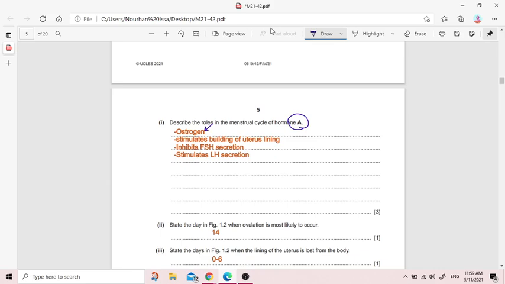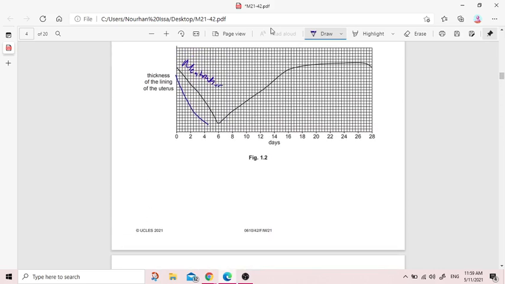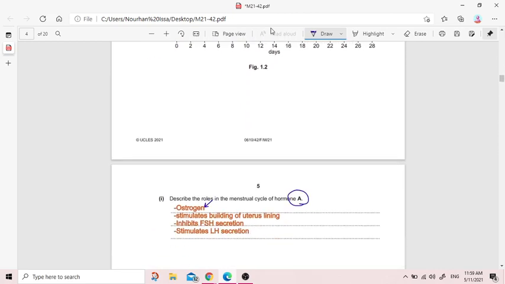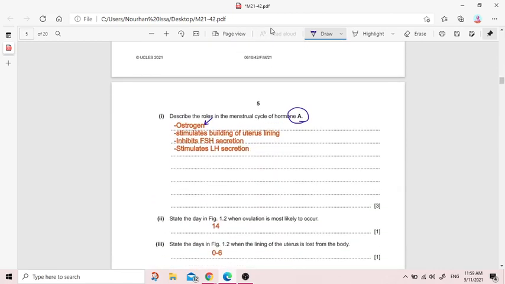But what is the role of the estrogen? Number 1, it helps to build the lining of the uterus. So here, as you can see, as the hormone is increasing, the thickness of the lining is also increasing. So estrogen builds the lining of the uterus, that's number 1. And the second thing, which is very important, it inhibits FSH secretion. It stops further FSH from being secreted.